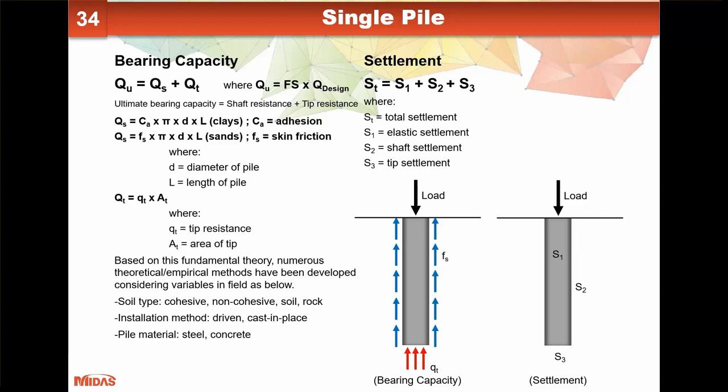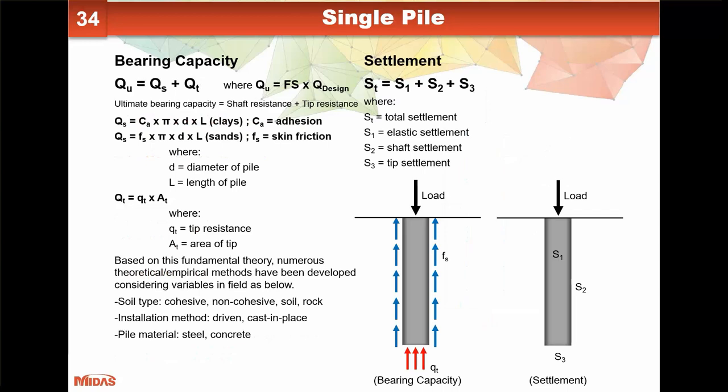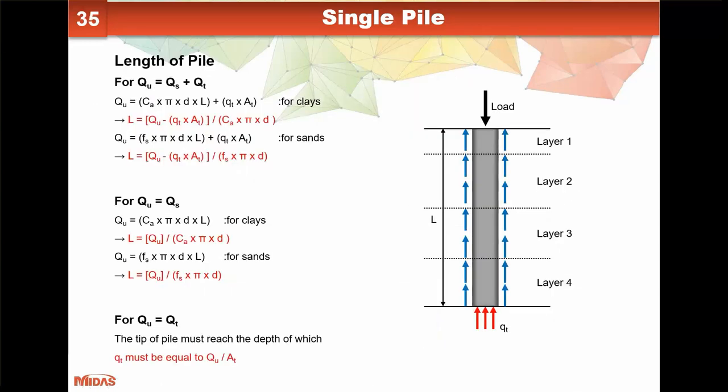And then next is the settlement. The total settlement is equal to the elastic settlement of the pile plus the settlement along the shaft and the settlement on the tip. For the length of pile, from this formula, QU is equal to QS plus QT, you may derive the formula for the length of pile.